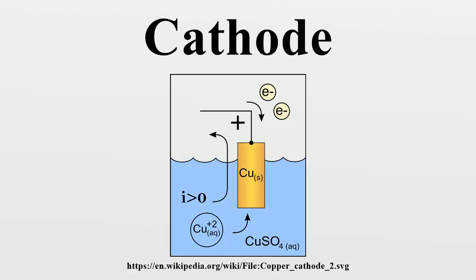A cathode is the electrode from which a conventional current leaves a polarized electrical device. This definition is sometimes remembered using the mnemonic CCD for cathode current departs. A conventional current describes the direction in which positive electronic charges move. Electrons have a negative charge, so the movement of electrons is opposite to the conventional current flow.